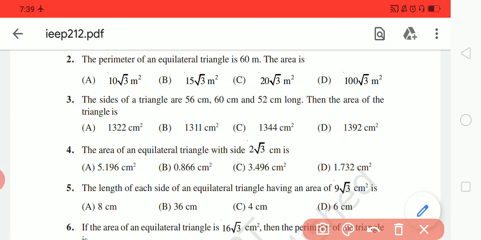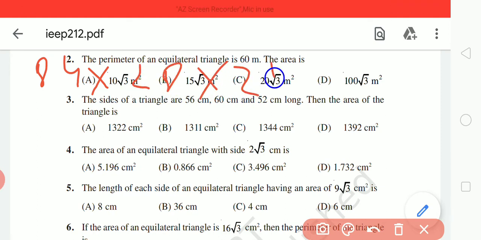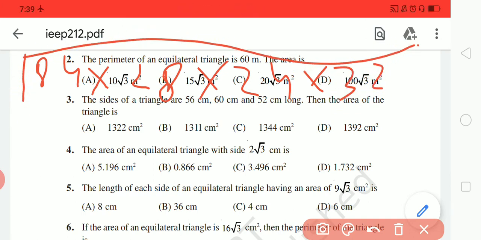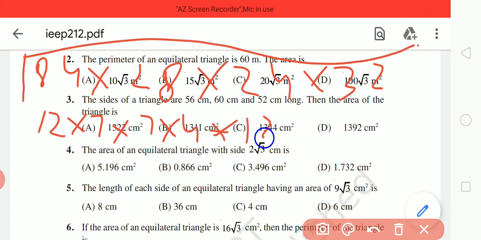Let us rewrite. This is 84. Next one was 28. Next one was 24, and next one was 84 minus 52, this is 32, right? So let us do again the pairing. 12 sevens are 84, 7 fours are 28, 12 twos are 24, and 16 twos are 32, right?